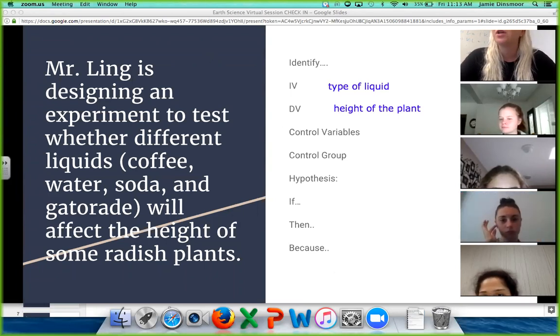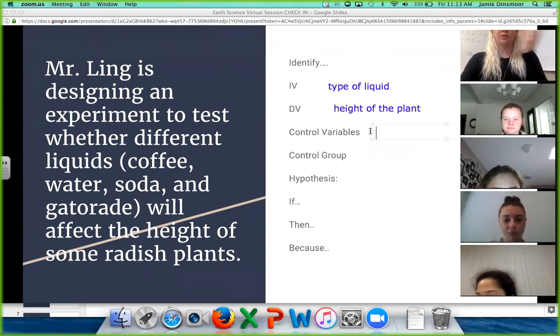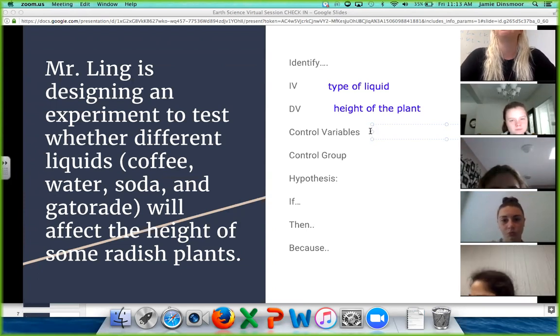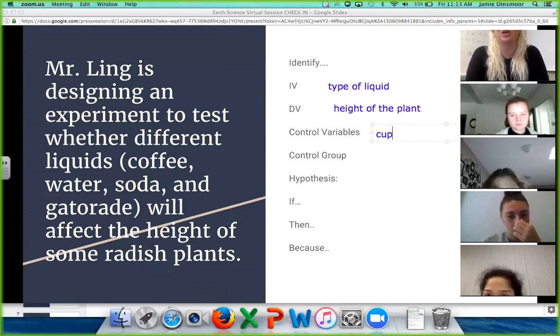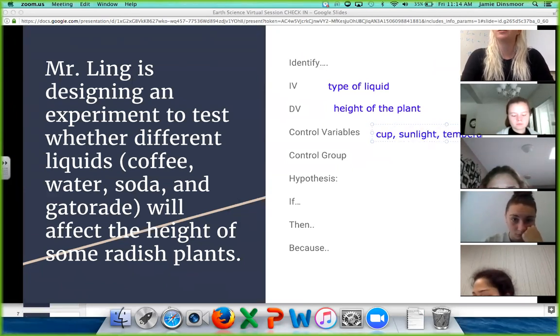All right. So what about our control variables? I kind of mentioned these already, but let's see if you guys are listening to my rambling. What is he going to have to keep the same in his experiment? Emma was ready. Cup. Exactly. Cup or pot or outside, wherever he's planting it. The sunlight, right? The temperature, the actual plants themselves, right?